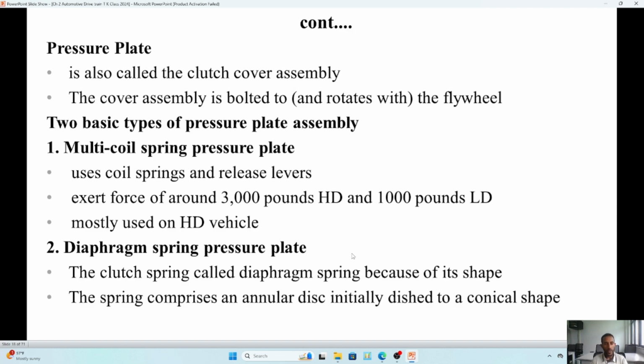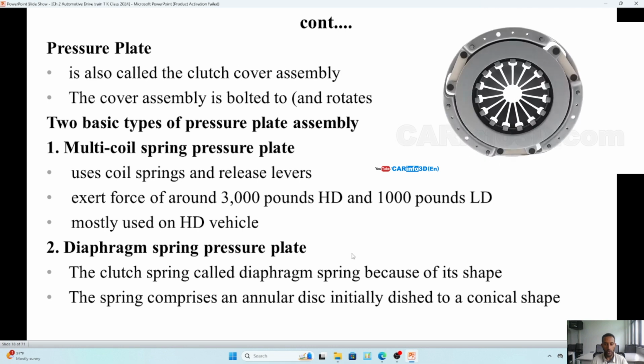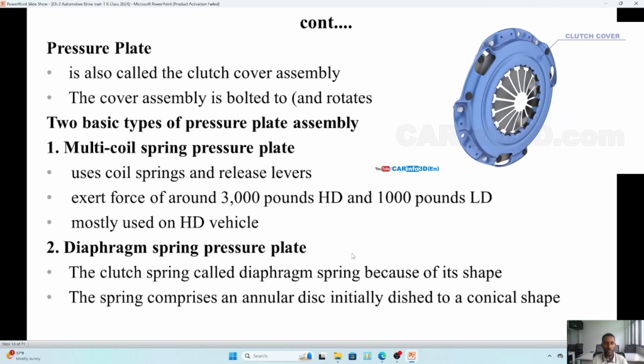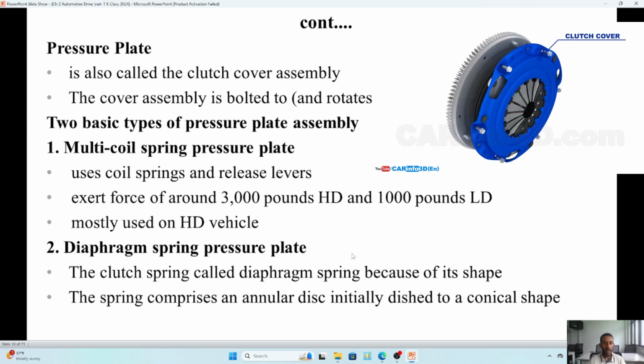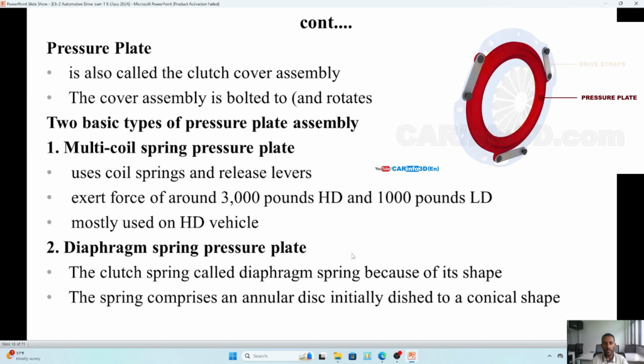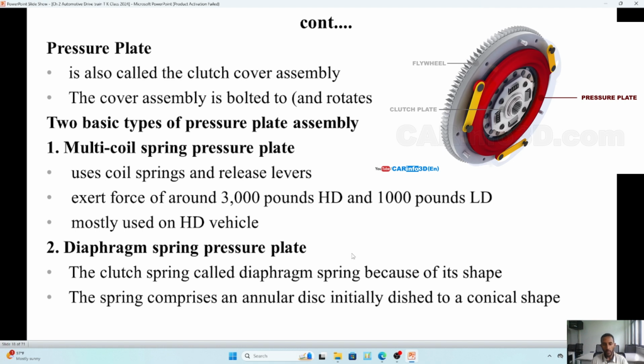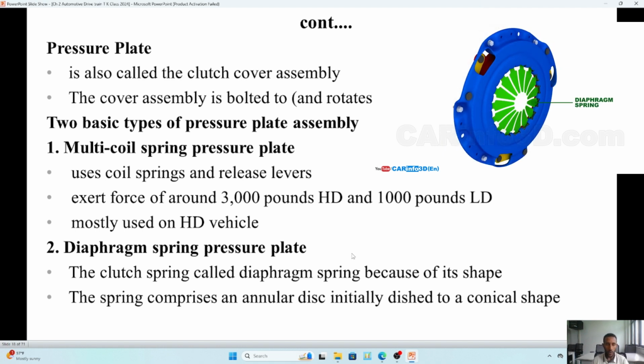The next one is the pressure plate assembly. Pressure plate is also called the clutch cover or clutch assembly because it is composed of different parts: the springs, the diaphragm or the coil spring. Also, it will have parts like the frictional surface area. So that's why we call it clutch cover assembly. The cover assembly is mostly bolted on the flywheel, and it always rotates together.